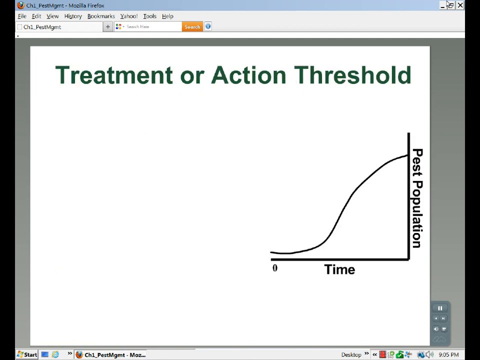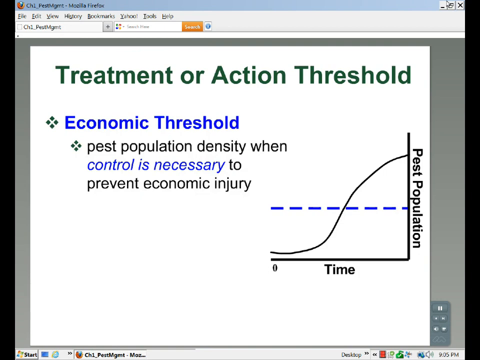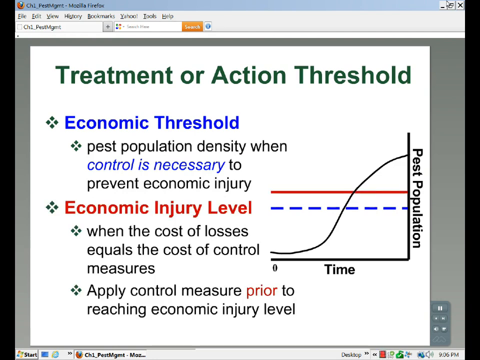In agriculture, we base these action triggers on economics. The economic threshold is when the pest population reaches a specific density that causes significant damage, and if not held in check, economic injury will be realized. Economic injury is a threshold of pest number just above the economic threshold. At this point, the cost of control and the cost of damage are equal. If you did not start control measures at the lower economic threshold, you will end up with damage that exceeds the costs of control.